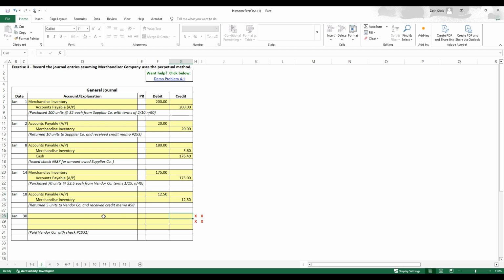And then we're going to make the payment. So again, let's look back here. We had 15 days to make the payment to receive a discount. But we paid on the 30th, and this was on the 14th. So that's 16 days, and we're not going to get the discount at that point.